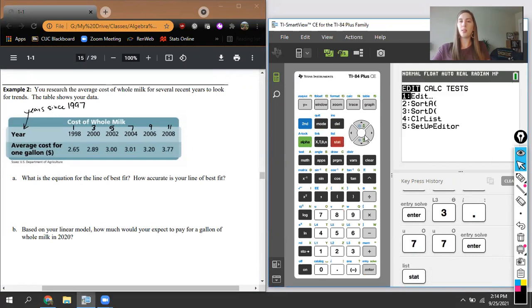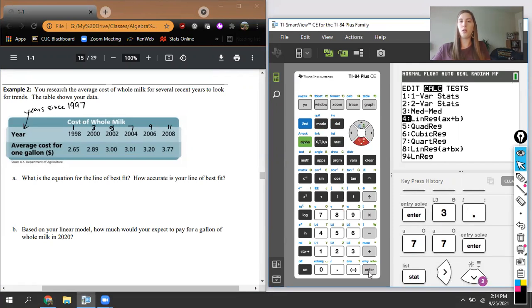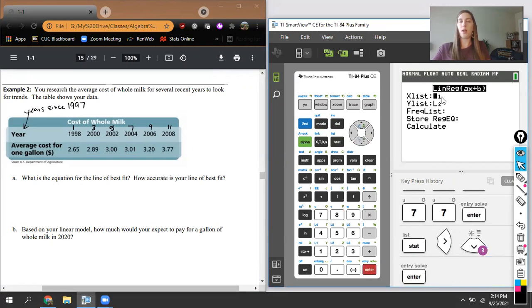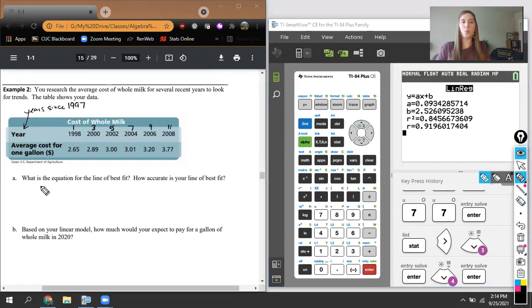So second, calculate. I'm going to scroll down to linear regression 4. Hit enter. I have list 1 and list 2 already saved from last time. So I'm going to scroll down and hit calculate. And there is your equation. So part A says, what is the equation for the line of best fit? How accurate is your line of best fit? Well, our equation is y equals, let's take these values, 0.09x and then plus b, so plus 2.53.